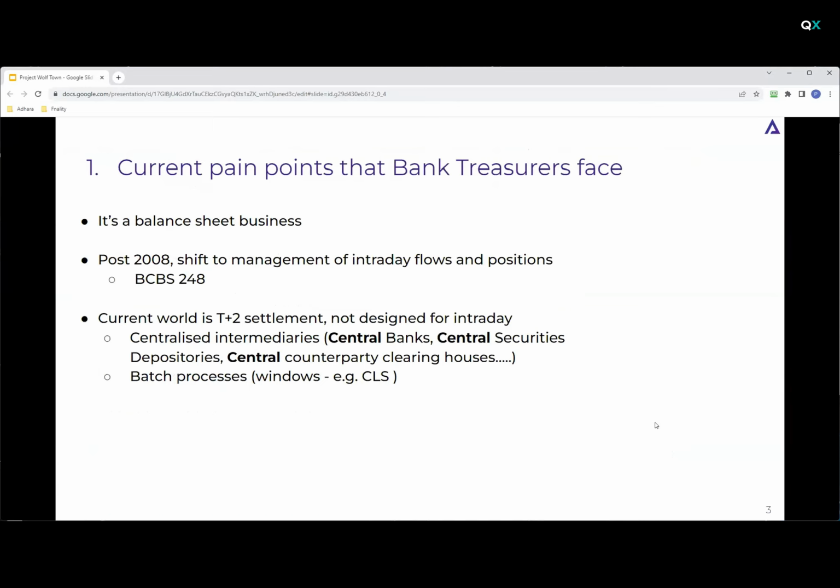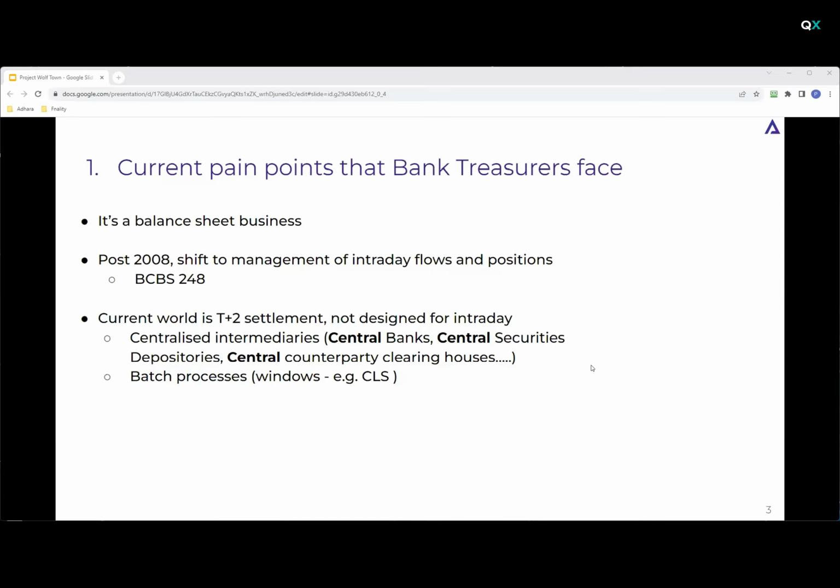As been mentioned, there are a number of pain points that bank treasurers face, but banking is a balance sheet business, so banks have to manage assets and liabilities, and both assets and liabilities, as we've seen, generate flows, inflows and outflows, as well as all of their risk hedging positions will generate flows as well. And as has been correctly pointed out, pre-2008, mostly banks were looking at end-of-day positions, and then overnight consolidating those positions, and then managing effectively on a day-by-day basis.